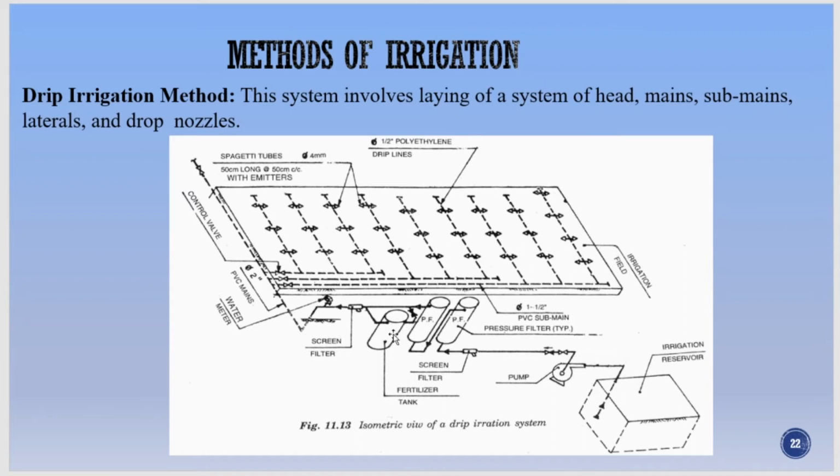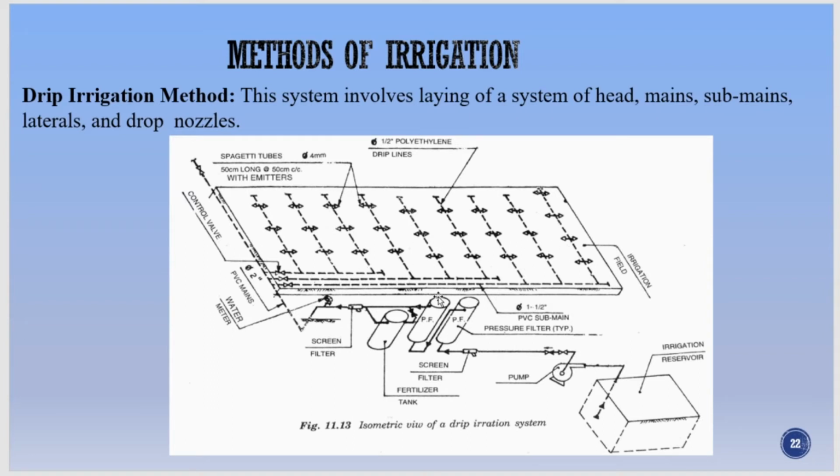Then there is a basin which will help you apply the fertilizer. Whatever water is flowing here will be added with the fertilizer from this tank. Then again one more screening will be there, and after this the water is supplied. Now you can see this is the main line from which the water is being supplied. From this there are three branch lines going perpendicular to this main line. Then each branch line will again have perpendicular laterals.